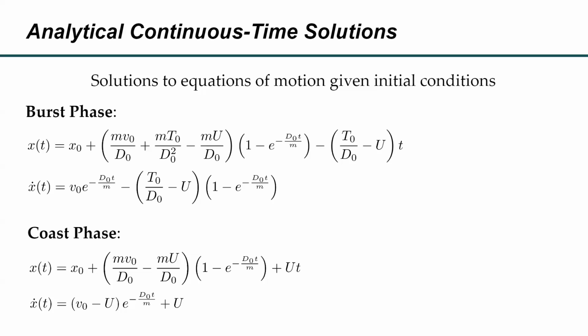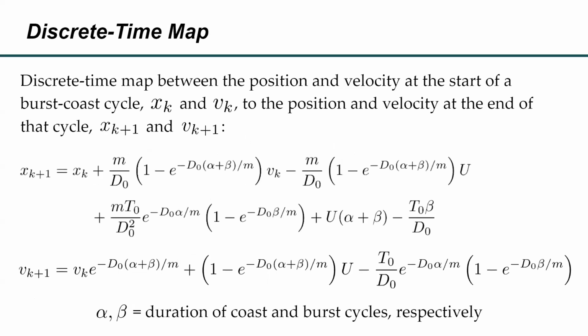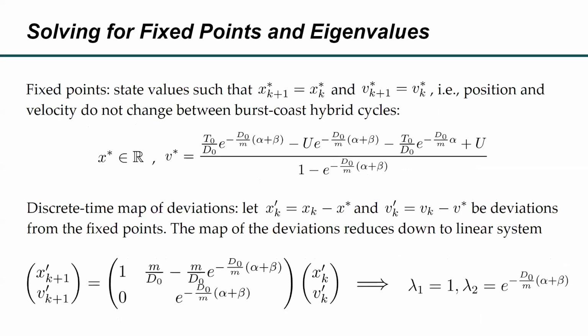You don't need to worry about the details of this, but I used these in order to produce what's called a discrete time map. The discrete time map's purpose is to assess the state between each cycle, one cycle consisting of one burst phase and one coast phase. So this tells us the position at the beginning and end of every single cycle.